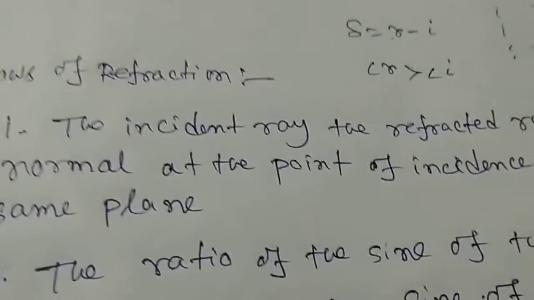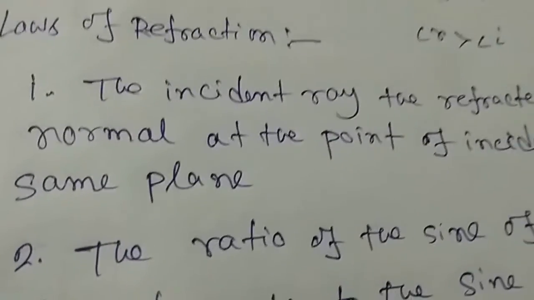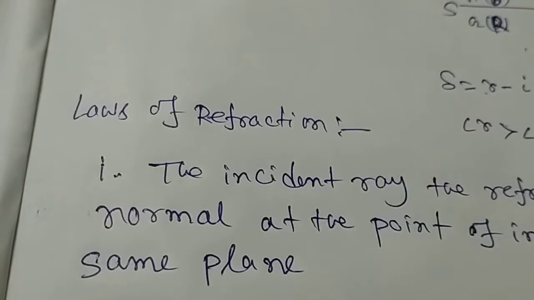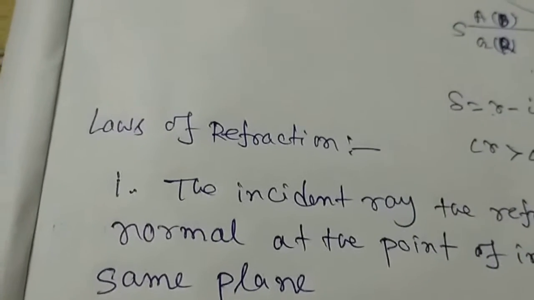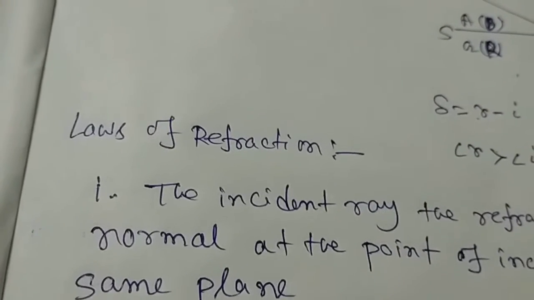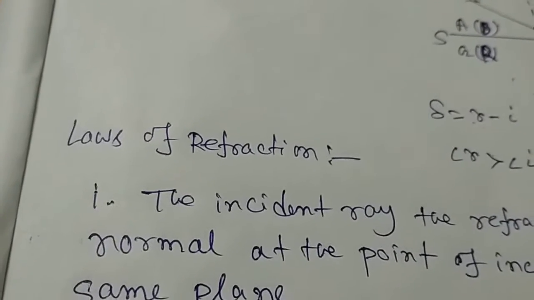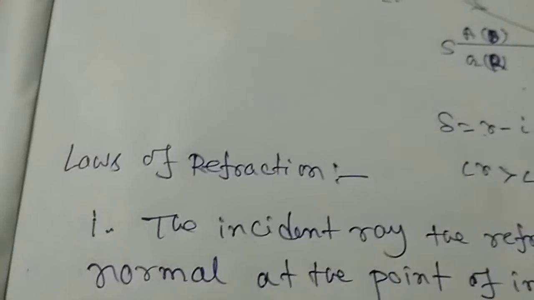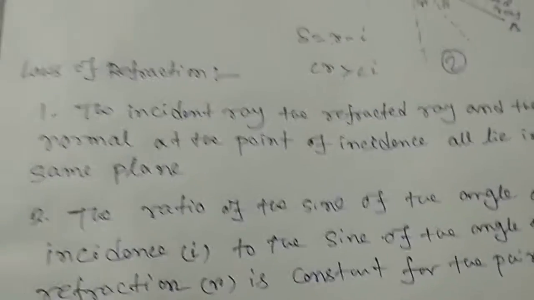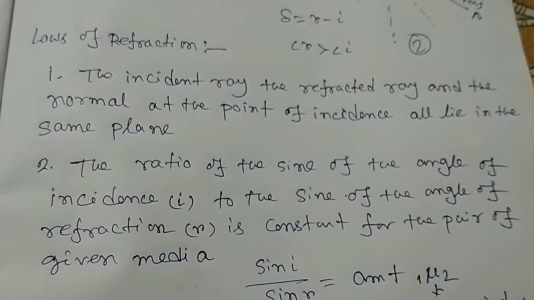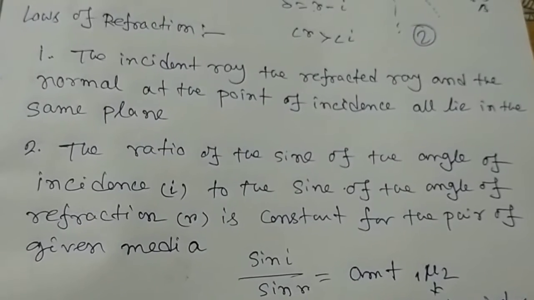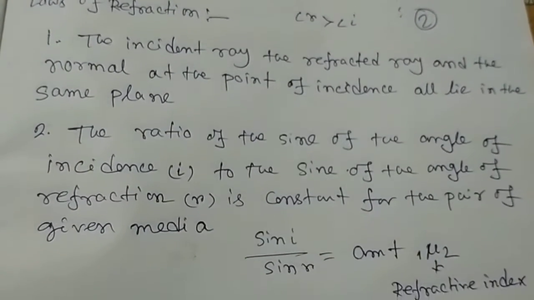Laws of refraction. The refraction of light obeys two laws of refraction which are given by the Dutch scientist Willebrord Snell, so they are known as Snell's law after his name. They are: the incident ray, the refracted ray, and the normal at the point of incidence all lie in the same plane.